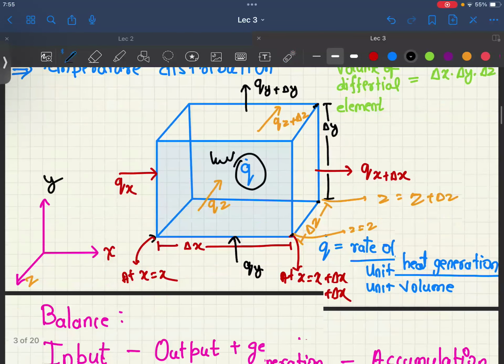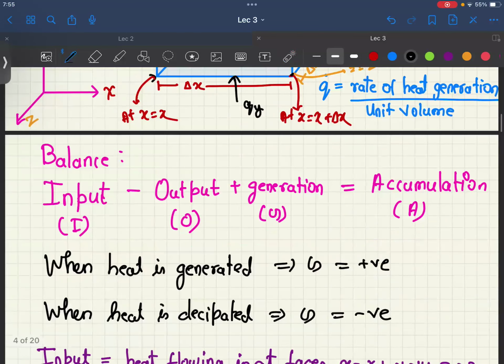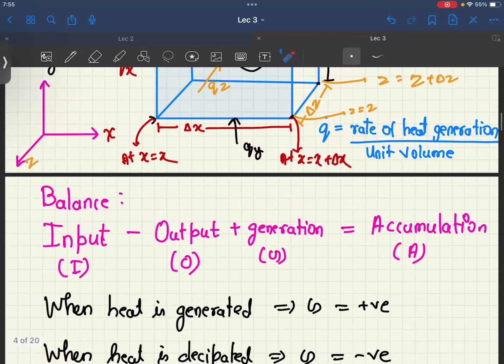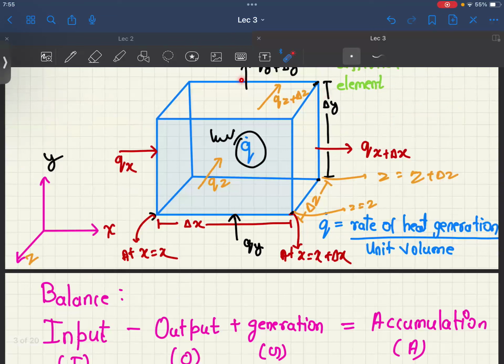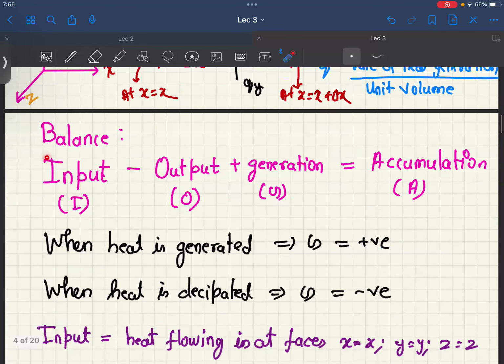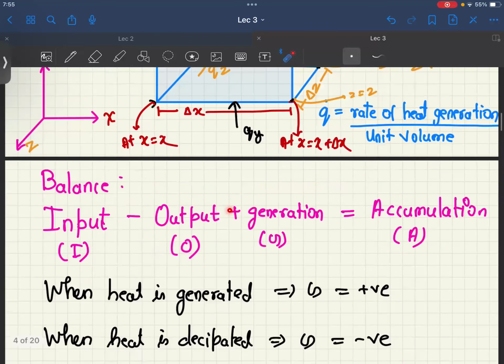तो अगर हमको बैलेंस लिखना है तो the way we would write the balance is: what is the total amount of input which is coming into the system? When I say system, that means this full cuboidal element. So input minus output plus whatever has been generated, that should be equal to accumulation, right? And accumulation is nothing but the amount of energy stored in the system, right?